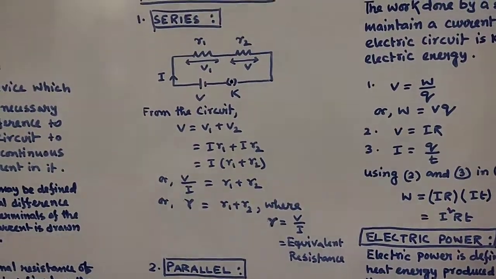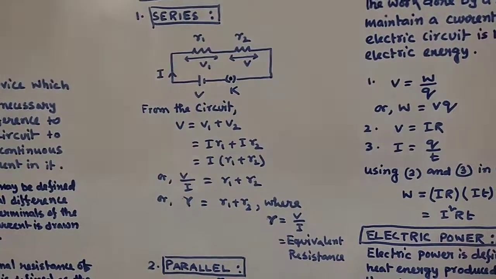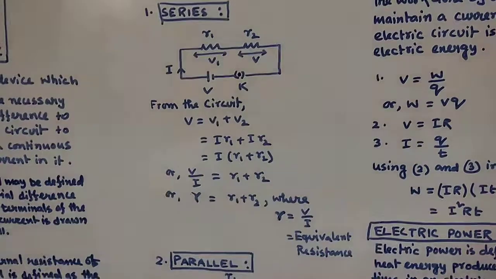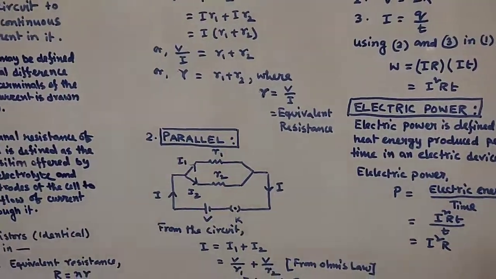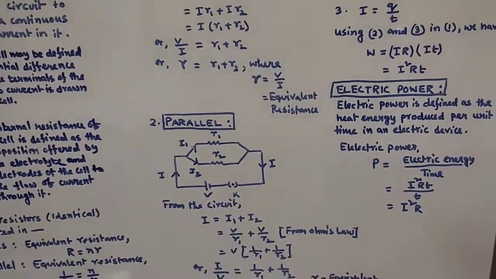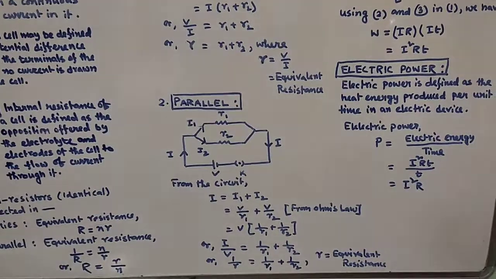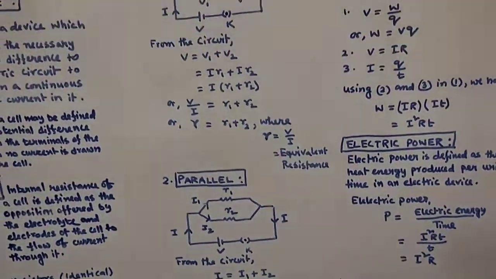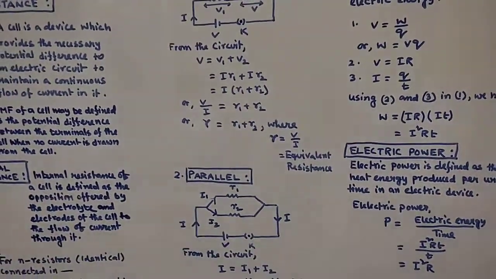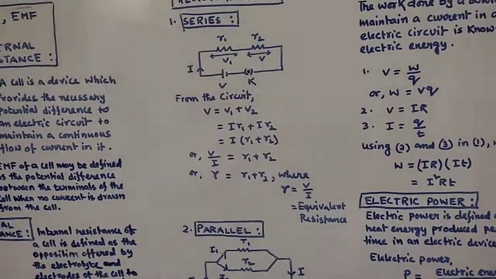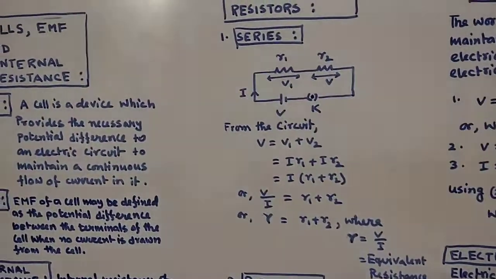So in series, potential is equal to the sum of the individual potentials across the resistors, the total potential. And in case of parallel, current is equal to the sum of the current that flows through each of the resistors. So these two things you have to keep in mind because numericals are there and you have to apply this formula. Probably you have got these two topics in class 10, so we are repeating here once again.